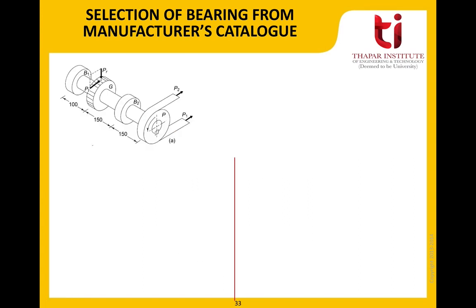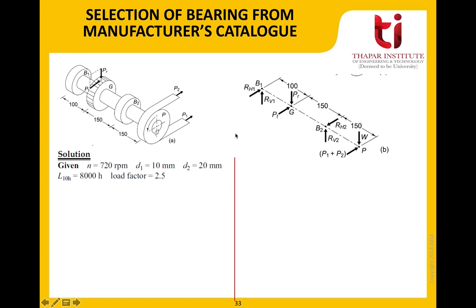So again, going by the standard procedure, we need to note down whatever has been provided to us in the question. So we're given that the shaft rotational speed is 720 rpm, the diameter of bearing 1 is 10 mm, diameter of bearing 2 is 20 mm, L10H is 8,000 hours, and the load factor is given to us as 2.5. Now in these type of numericals, the first step is to draw the free body diagram of the given setup. So we can draw it out here. So we can look here at point B1. Since the bearings are used to support the shaft, they will act as simply supported.